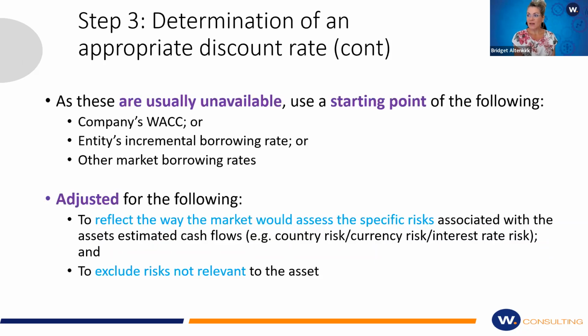So the standard says these rates are usually not available. So often an entity may need to use another discount rate as a starting point. And then that discount rate should be adjusted to reflect the way that the market would assess that asset or group of assets. That may require additional factors to be taken into account, to reflect risks that the market may take into account. But also, depending on what that starting point discount rate is, it may be necessary to take out certain elements or aspects which are not relevant to that particular asset or group of assets.